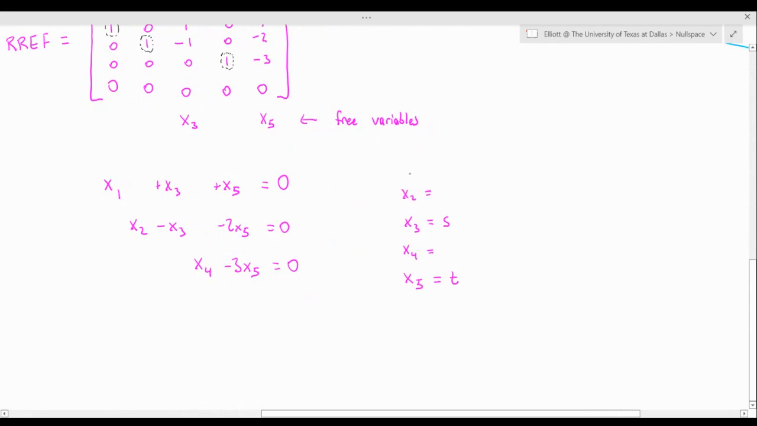Then we'll solve for the remaining variables again. Here, x1 will be minus s minus t, if you move the x3 and the x5 over. x2 will be positive s plus 2t, moving everything to the other side. And then here, x4 would be 3t is what you'll get.